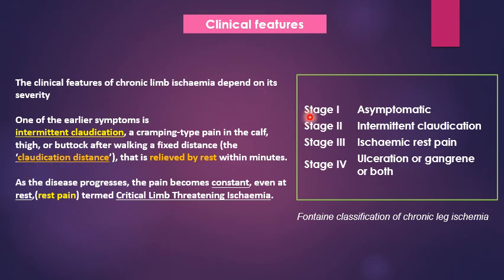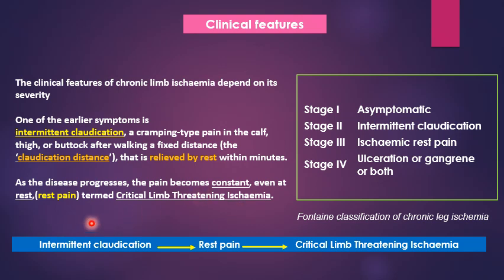These are the various stages of the disease and its severity by the Fontaine classification for chronic leg ischemia. Stage 1 is asymptomatic. Stage 2 is intermittent claudication, where the patient develops pain on walking or exertion. In stage 3, he gets rest pain, ischemic pain even at rest. Stage 4 is ulceration or gangrene or both, which is the most severe form. So this is a progressive type of symptoms from stage 1 to stage 4.